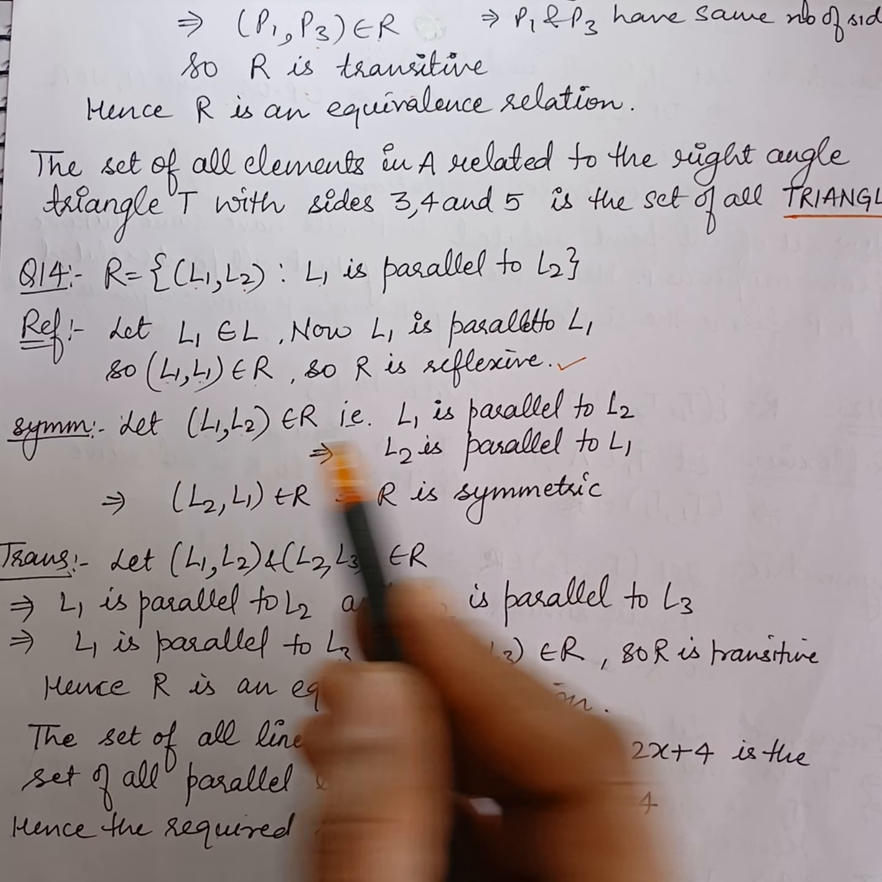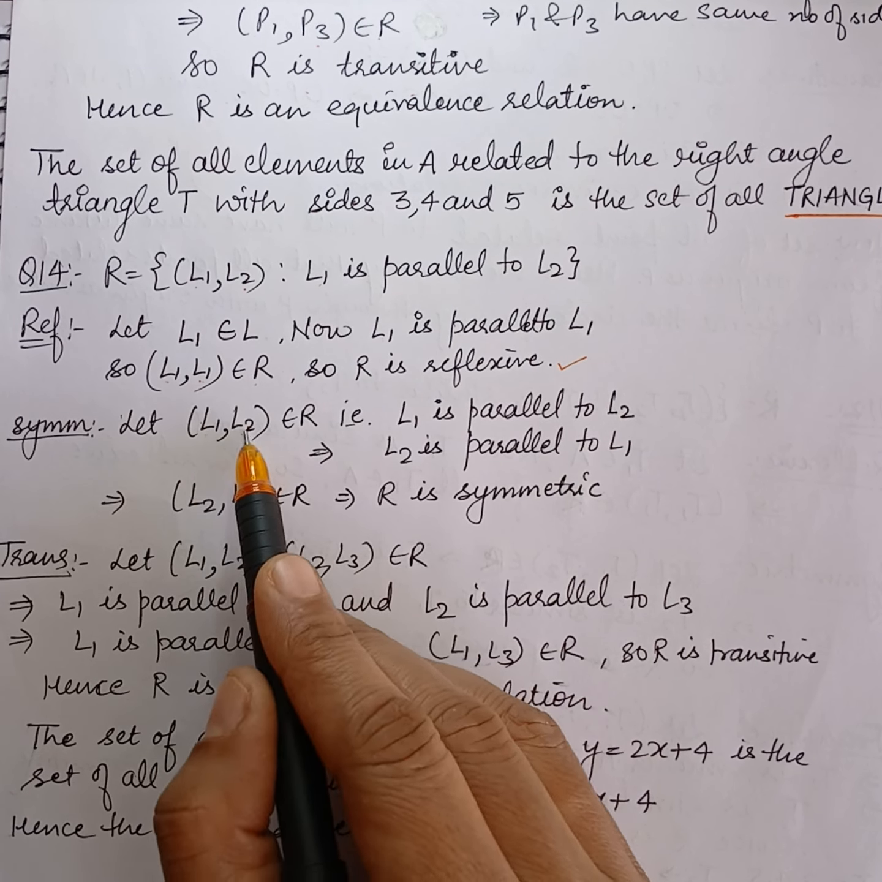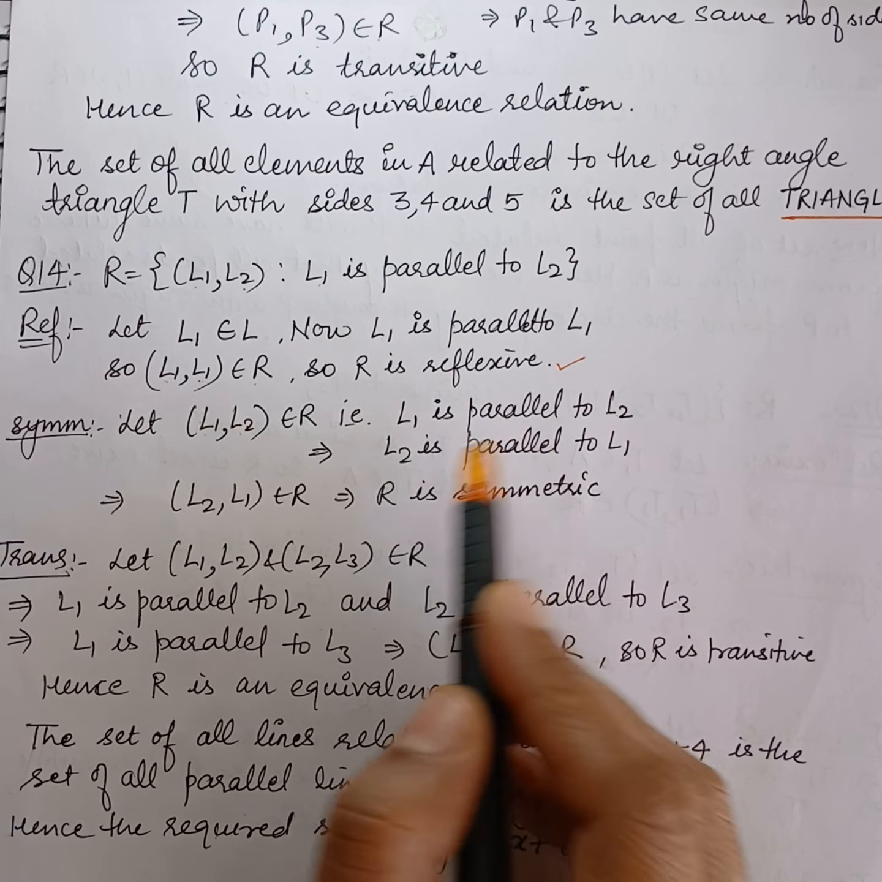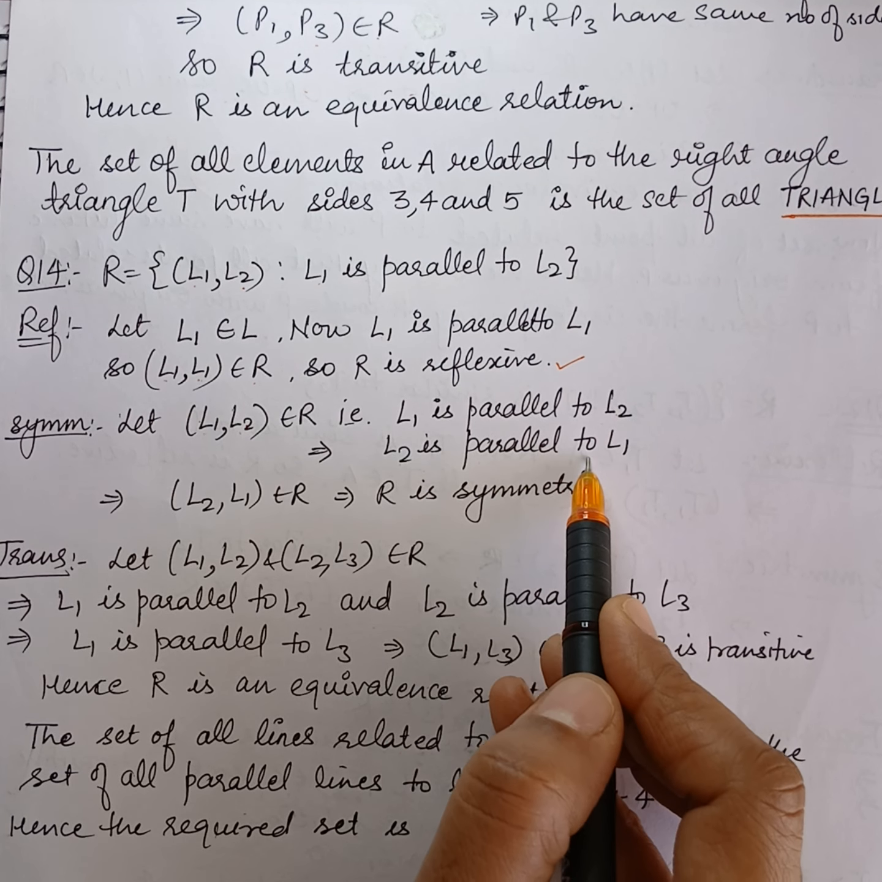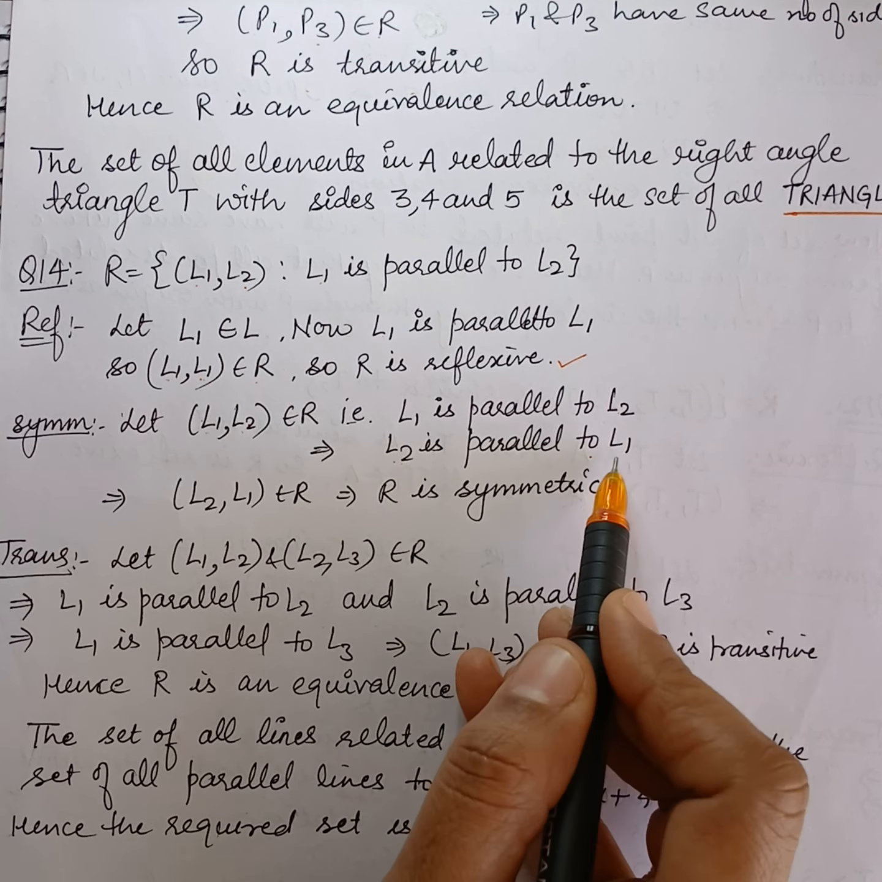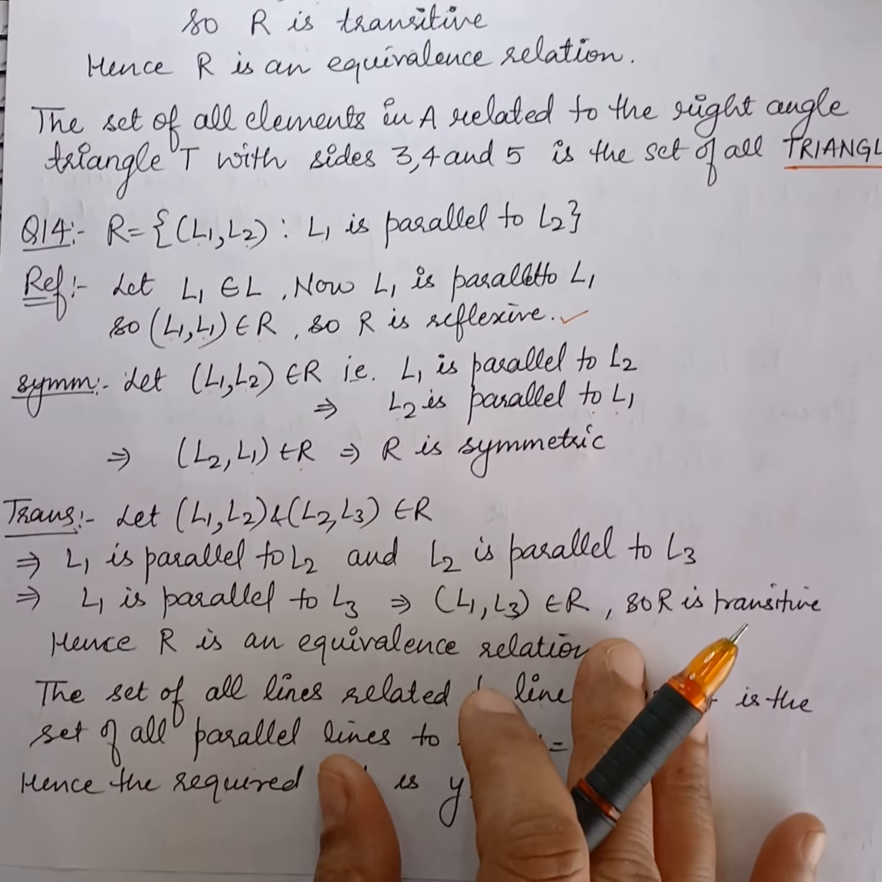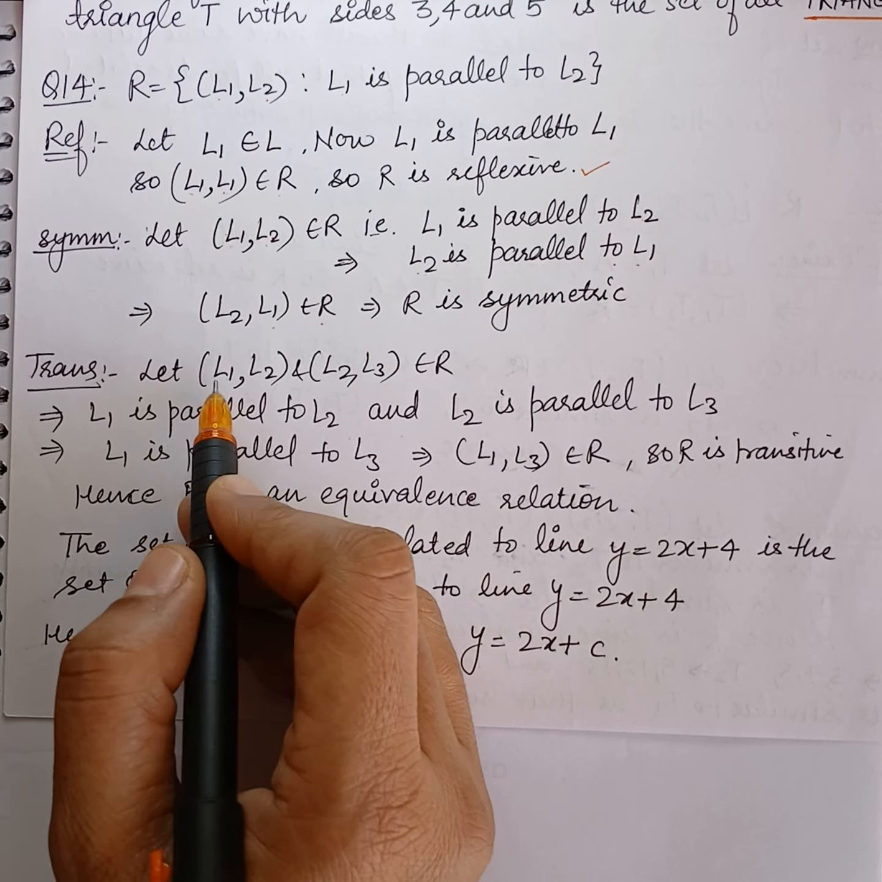L1) belongs to R. So this is also easy. L1 is parallel to L2, I can write it as L2 is parallel to L1. So it means (L2, L1) belongs to R. So R is symmetric. Now for transitive also we will write the same thing.